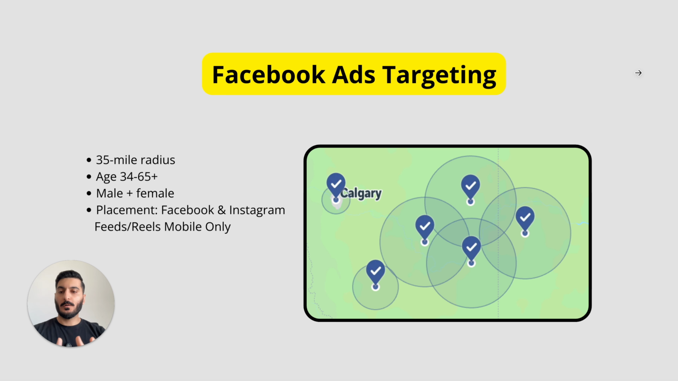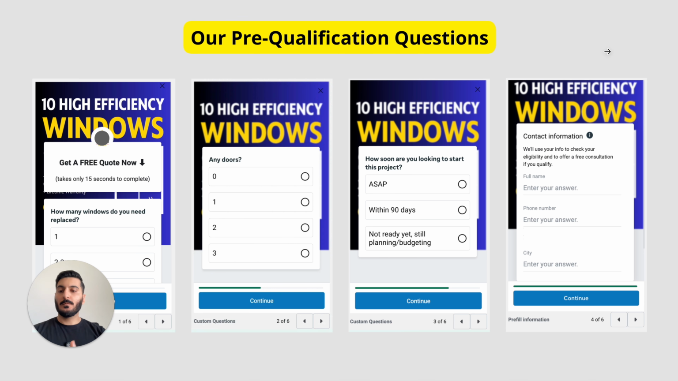Next step is going to be our Facebook ads targeting. Now on Meta, we can target by zip code, city, radius, and all that. And for this client of ours, we're targeting a few different cities with different radiuses. For age, we like to go after 34 to 65 plus because these are most likely homeowners, male and female. And for placement, which means where we want to show the ads, it's going to be on Facebook and Instagram, feeds and reels. And we're running these ads on mobile devices only because over 80% of the traffic comes through mobile. Now, once people see that, our call to action would be to get quote.